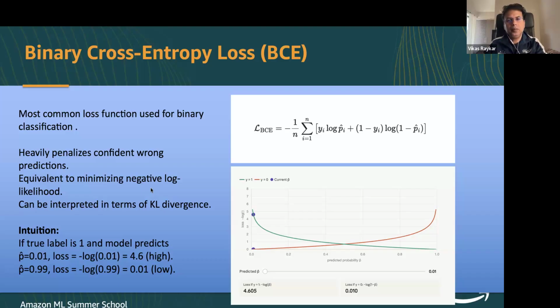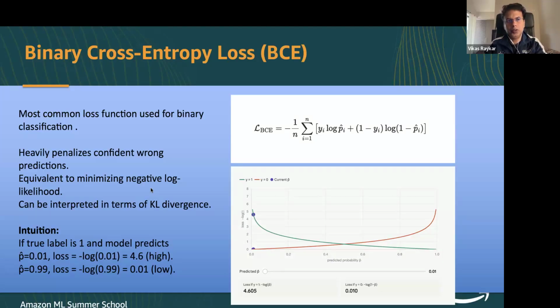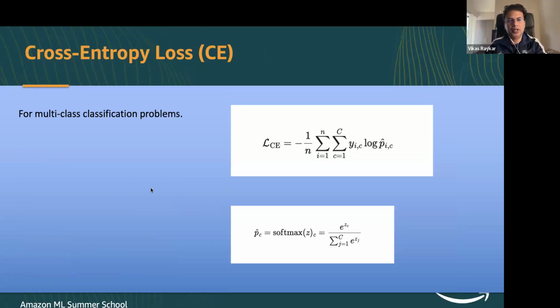Okay, so now we can generalize this to a multi-class problem. It's a straightforward generalization. Rather than binary cross entropy, we're going to call it just the standard cross entropy loss for multi-class problems. Everything remains the same here. There is yic, which is an indicator variable, which says 1 when the label is c, otherwise 0. And p hat ic is the probability that the label is c. This is defined by your softmax, which is exponential of z divided by the summation over z, which you'll probably have studied in logistic regression or the softmax classifier.